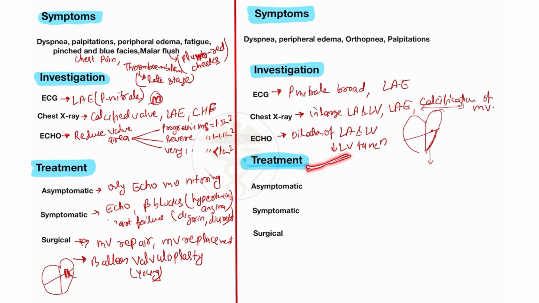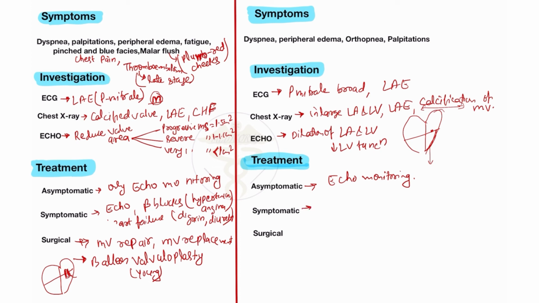What is the treatment in mitral regurgitation? When a patient with mitral regurgitation is asymptomatic, same as mitral stenosis, we will provide only echo monitoring. So echo monitoring occurs in the asymptomatic patient.